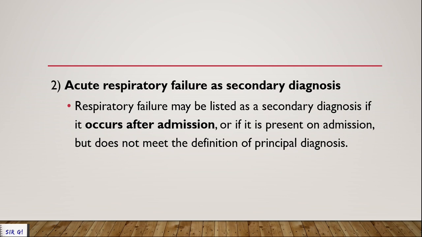So for example, you are admitted with pneumonia, okay? The primary reason for your admission is pneumonia, and then after the admission you develop acute respiratory failure. Meaning the acute respiratory failure happened after the admission, so it's no longer the primary diagnosis. You can add it as a diagnosis, but it should only be a secondary diagnosis.